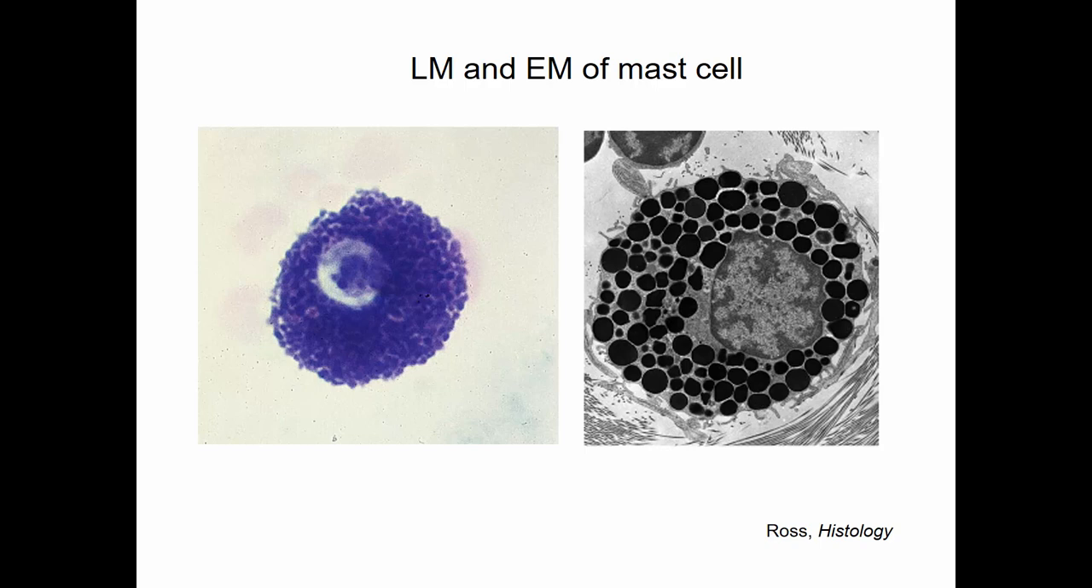Okay, mast cells. This is a light micrograph. Here's an EM. These are collagen fibers here with the stripes. And these particles, some of them have heparin, which is the anticoagulant. And these particles get degranulated, it's called. They're exocytotic granules, and they get expelled when the cell is stimulated. And this heparin keeps the blood flowing.